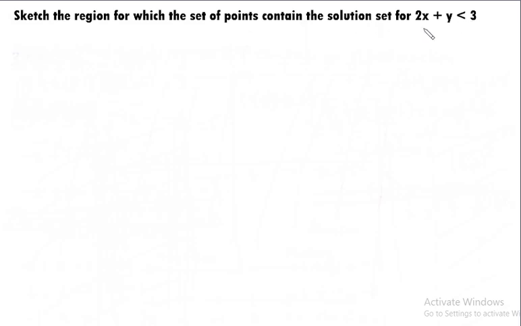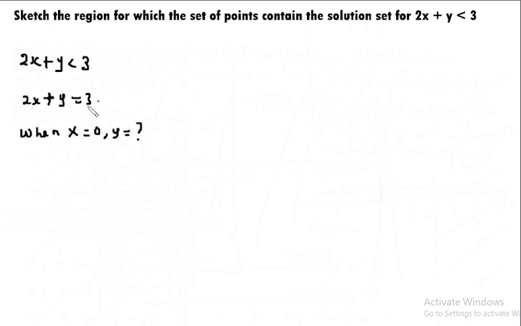One of the first things you notice is that unlike before, we now have two variables. We have both the x and the y. So the first way to do this one is to rewrite this as an equality. So this is an inequality, 2x plus y less than 3. Writing it as an equality, we have 2x plus y is equal to 3. The next thing we do from here is ask ourselves, when x is equal to 0, what will y be? So we can solve directly from here.